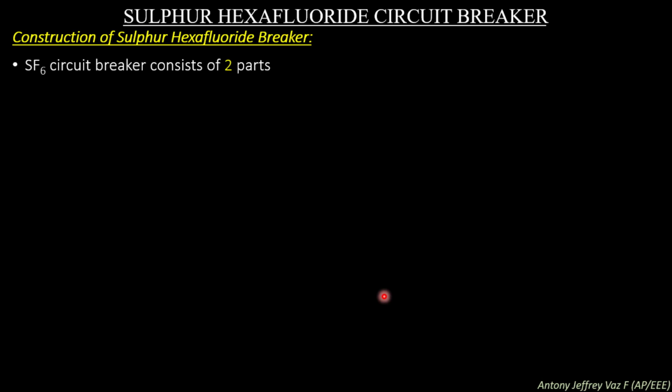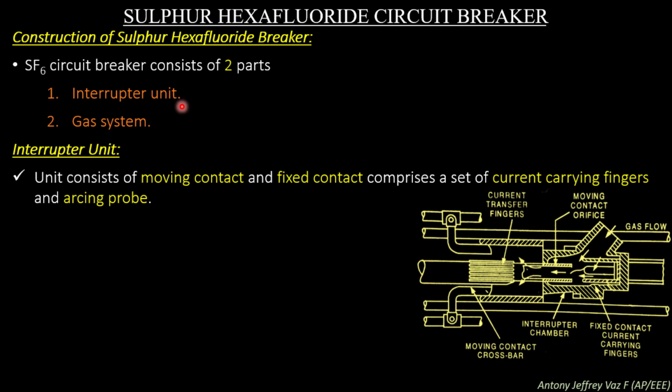Construction of SF6 circuit breakers. A circuit breaker consists of two parts: the interrupter unit and the gas system. The interrupter unit consists of a moving contact and a fixed contact, comprising a set of current carrying fingers and arcing probes.